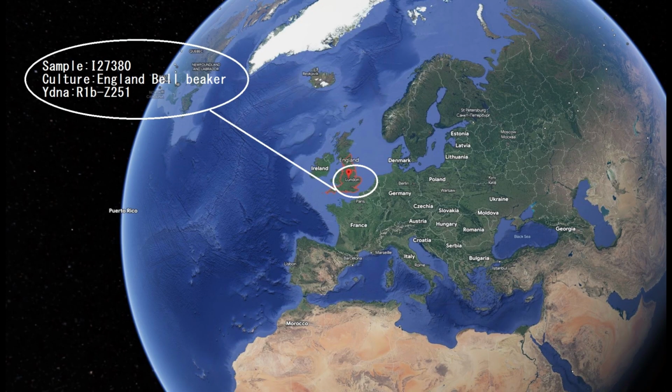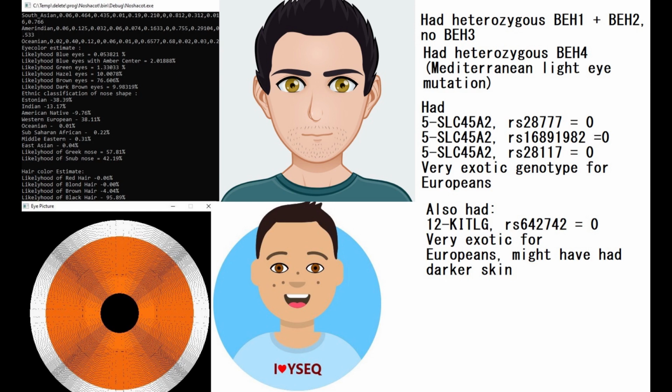And here's the other Bell Beaker. This one is from Bronze Age England. Now, I did not write the mitochondrial DNA or the timeline because I wasn't sure where it's from and what its mitochondrial DNA is. But this is his phenotype prediction with NOSHACOT and YSEC and Snipper Free.